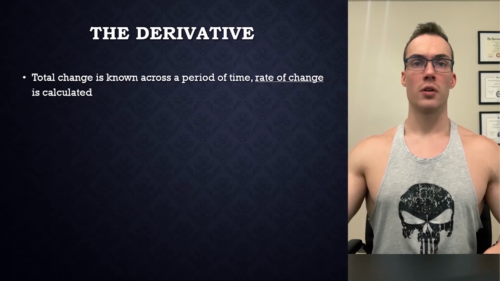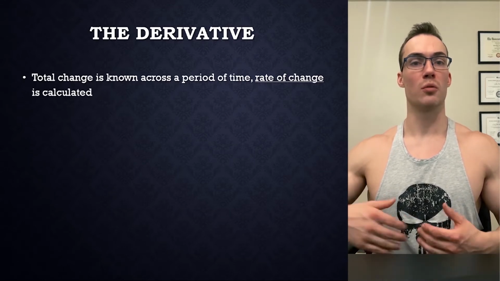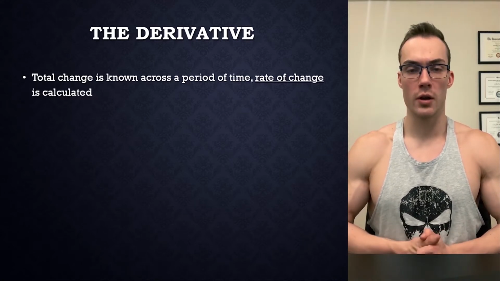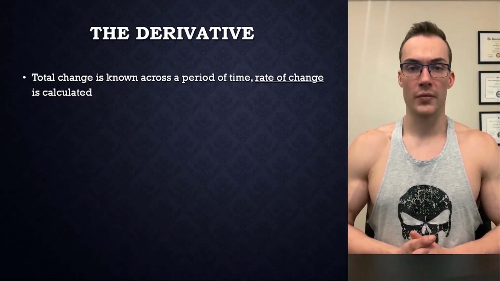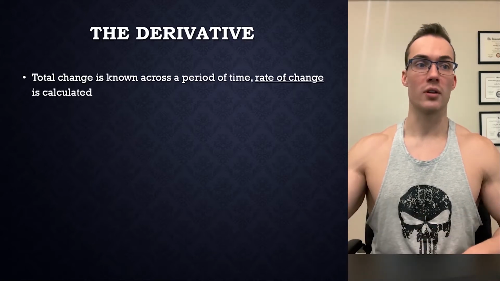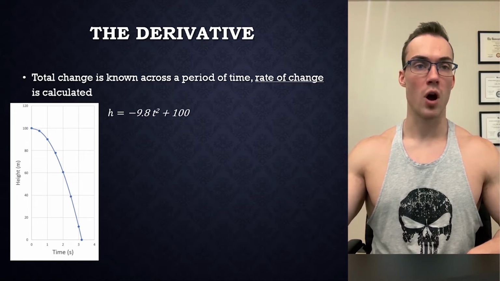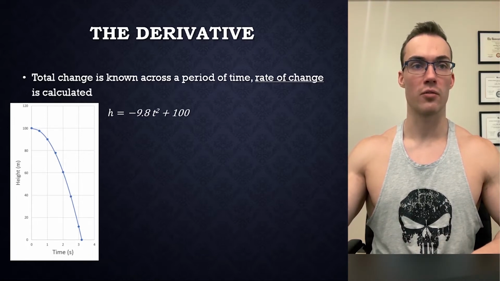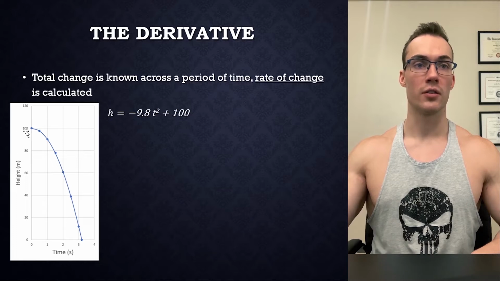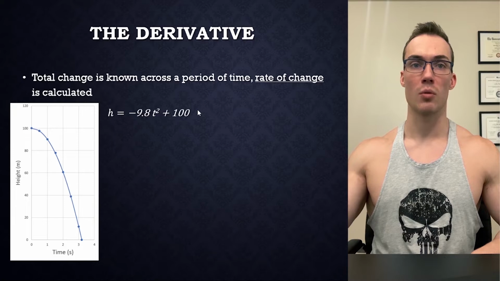So now moving on to the derivative, which is exactly the opposite question. In this case, we know what the position is or how much change has occurred at any given point in time, and so we are going to calculate the speed or the rate of change at any point in time. In this example, we have a rock or any object being dropped from 100 meters in the air. This is a graph that shows its position over time, and this is the equation that represents that, taking into account the acceleration due to gravity and our starting position, 100 meters.